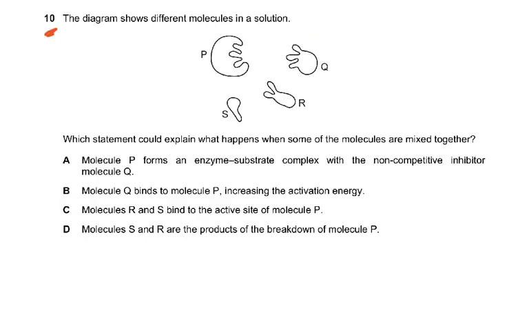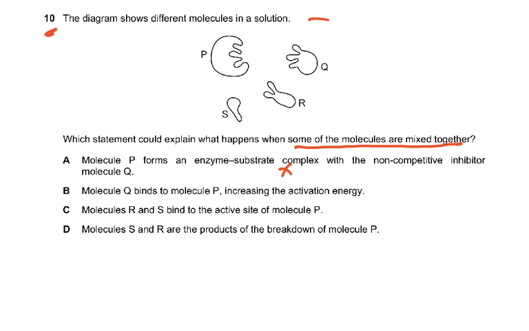Question number 10. The diagram shows different molecules in a solution. Which statement could explain what happens when some of the molecules are mixed together? Molecule P forms an enzyme substrate complex with a non-competitive inhibitor. No, that's all rubbish. They don't form an enzyme substrate complex with an inhibitor. Molecule P binds to molecule P, increasing a bond. Enzymes, please remember, decrease the activation energy.